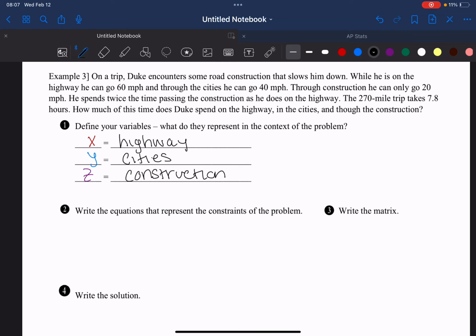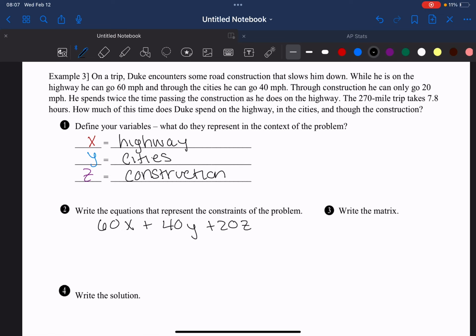So it says, while he is on the highway, he can go 60 miles per hour. And through the cities, he can go 40 miles per hour. Through construction, he can only go 20 miles per hour. So this is setting up our first one. So this is saying 60 miles per hour on the highway plus 40 miles per hour in the cities plus 20 miles per hour in the construction.